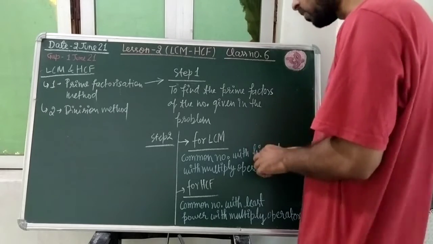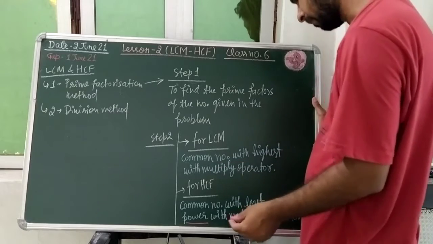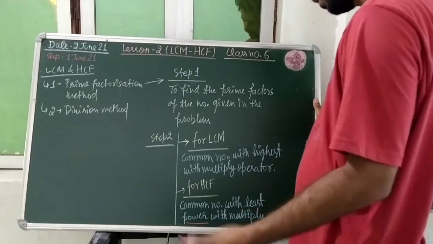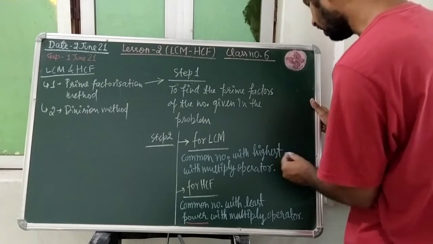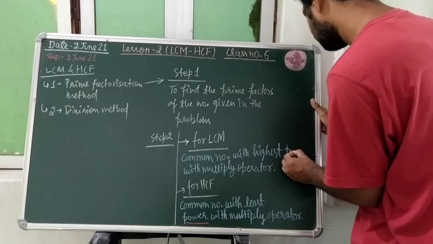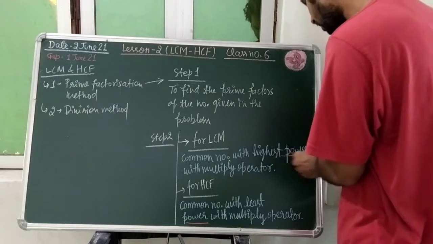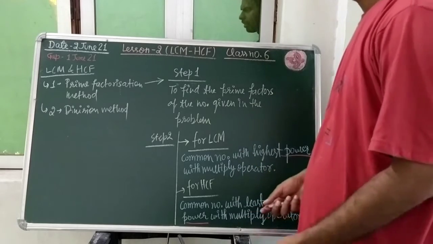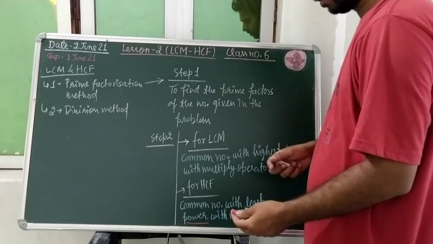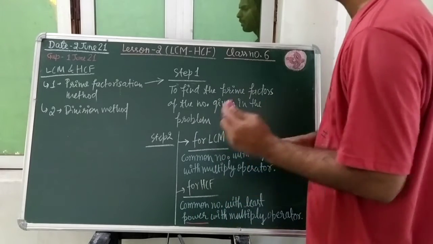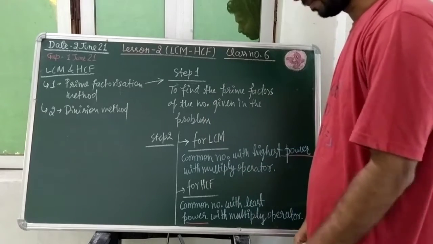Look students, I have talked about this power. Please try to understand this power. The highest power will be here. So what is this power, students? If any number is written many times with the multiply operator, that count will be the power of that number.